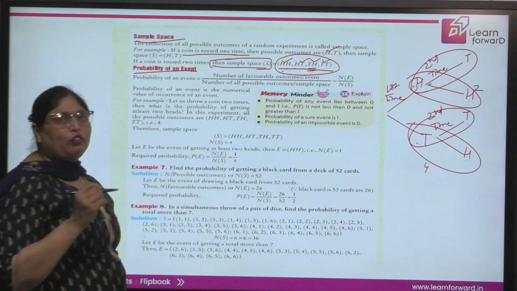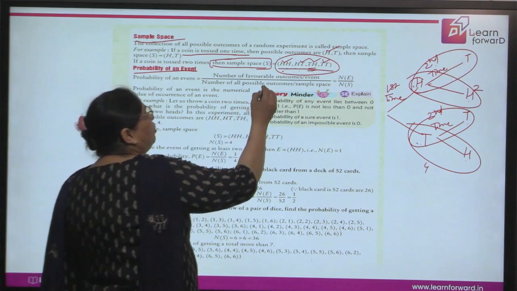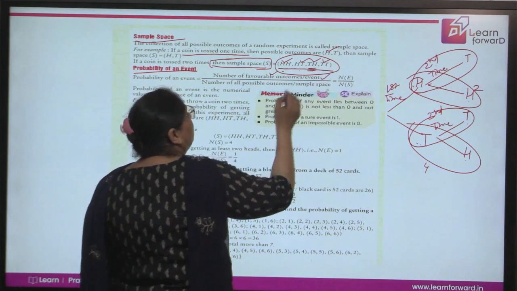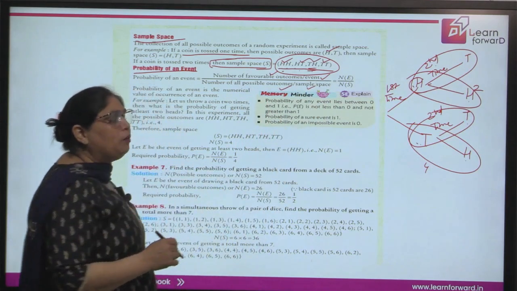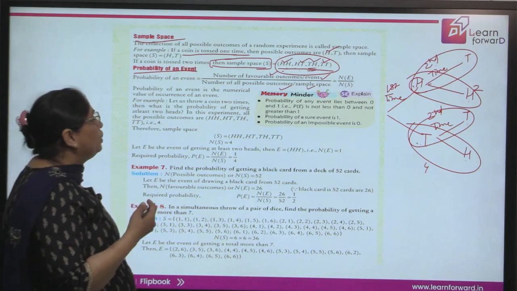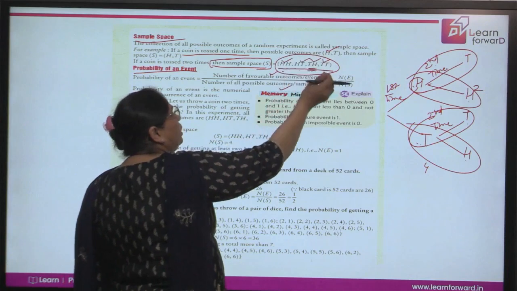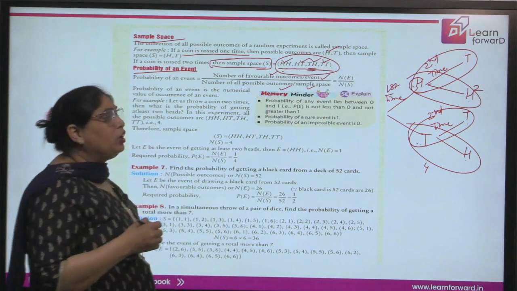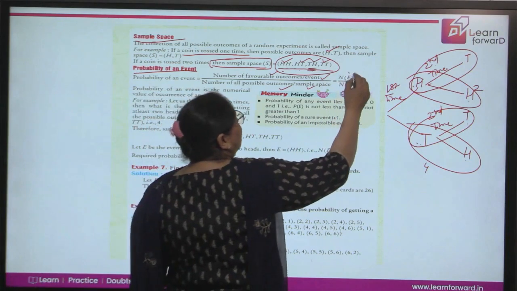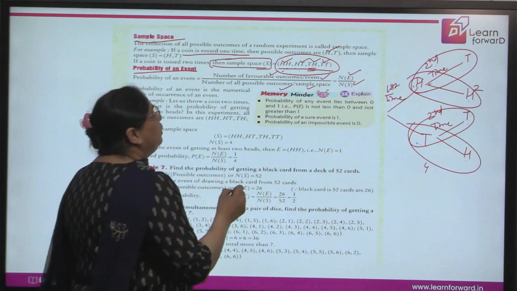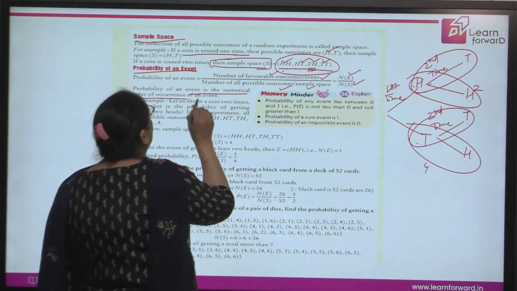Probability of an event. How can we find the probability of an event? It is the number of favorable outcomes of the event divided by the total number of possible outcomes, or the sample space. These are the total outcomes, and together they make up the sample space. So P is NE upon NS, the numerical value of the occurrence of an event.